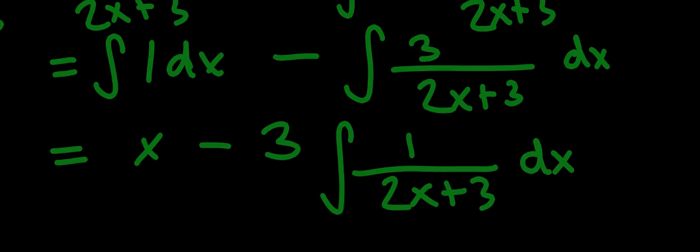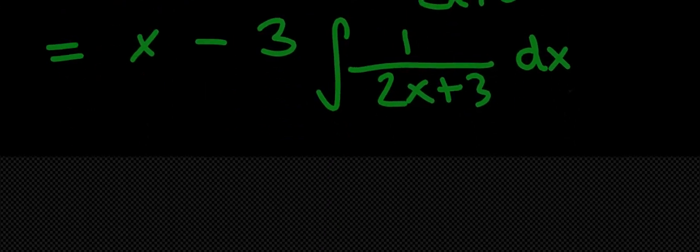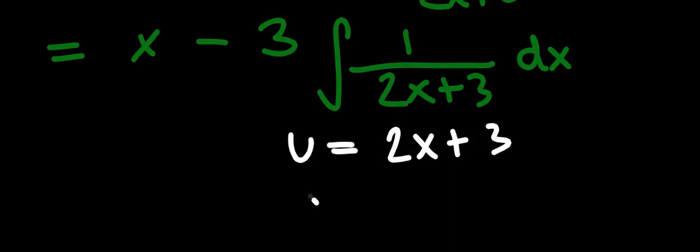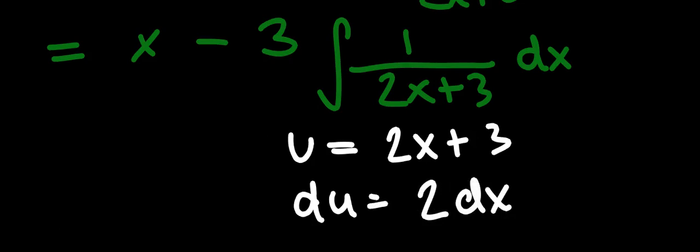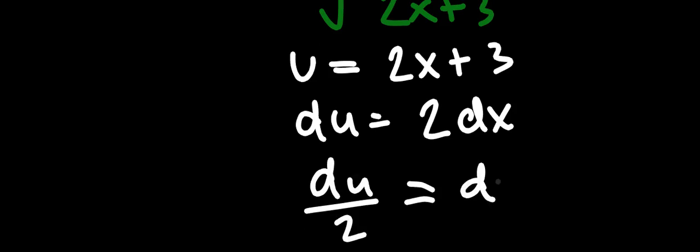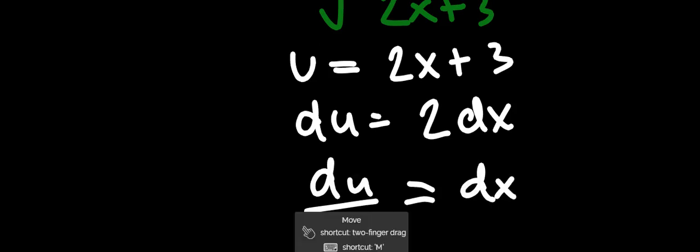And here we can use u substitution, because u substitution is easiest. So our u would be equal to 2x plus 3. Our du would be equal to 2 dx. And then I'm going to do du divided by 2 is equal to dx.